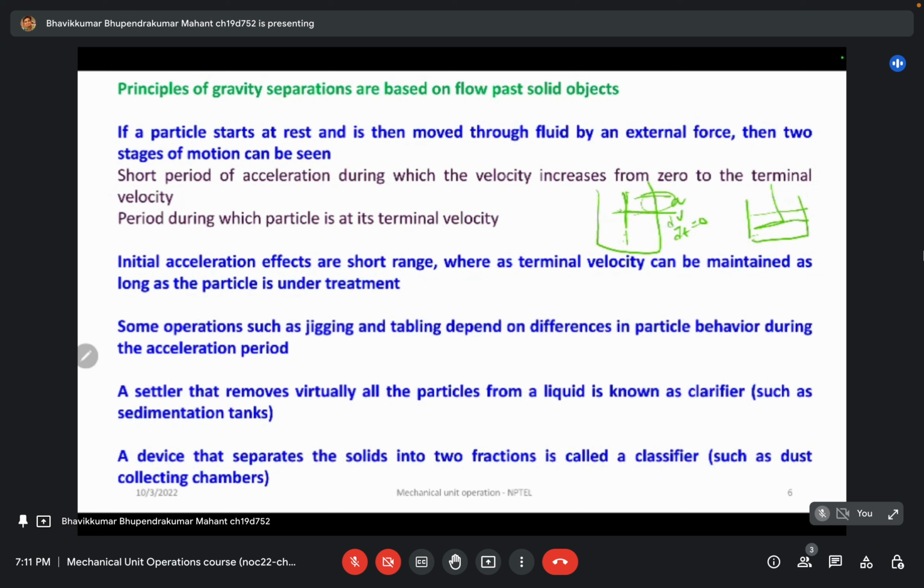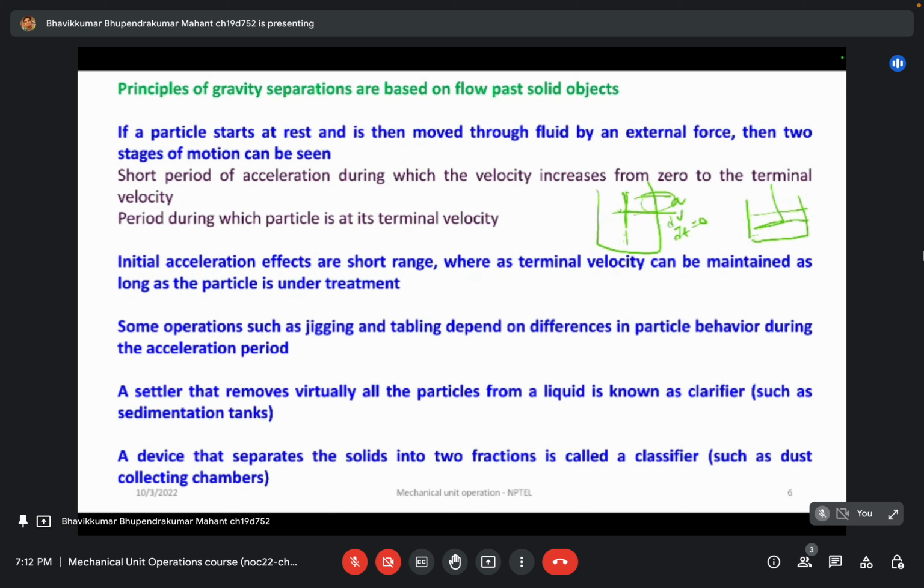Now there are some questions based on the operation of the devices. You have to keep in mind that some operations, such as jigging as well as tabling, are two different kinds of operation. Mainly, for the separation of particles of different sizes, gravity separation is used. One is jigging and another is tabling.